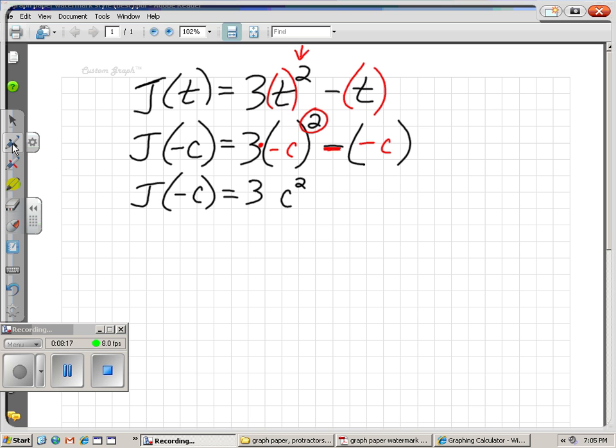I still have the 3 times in front of it. So negative c squared is c squared. I still have times 3. Now look at the minus a negative c. You guys know that minus a negative turns into plus. So out here I have plus c. So I squared the negative c, got c squared. I still have times 3. I still have plus c on the end.